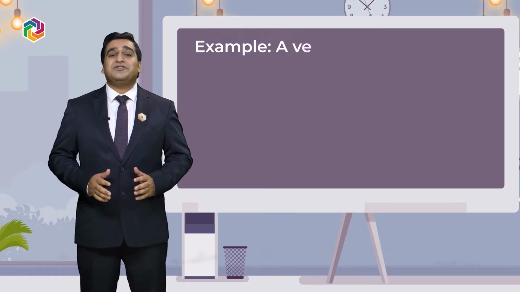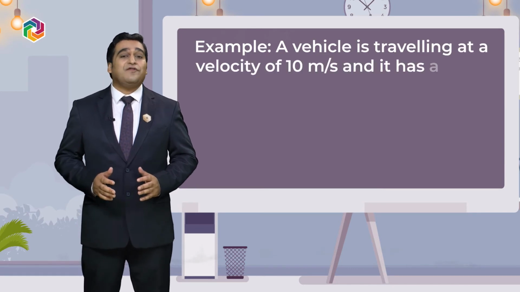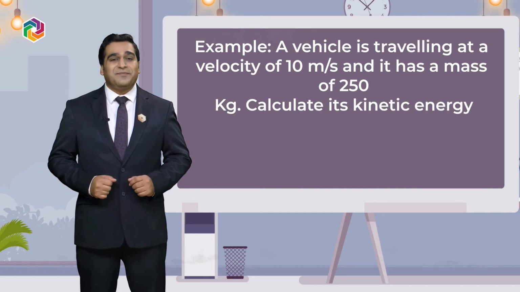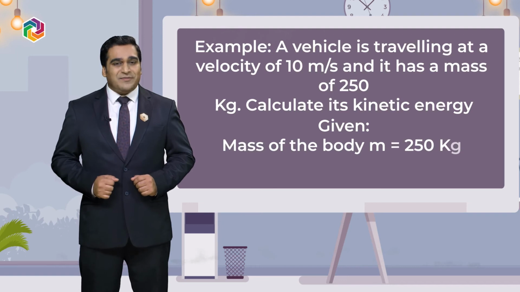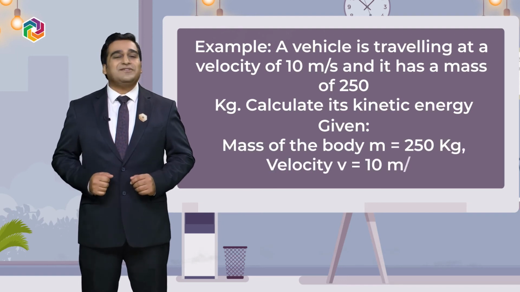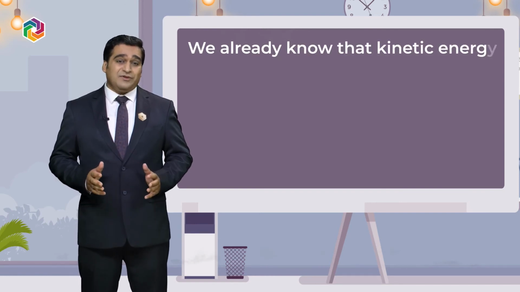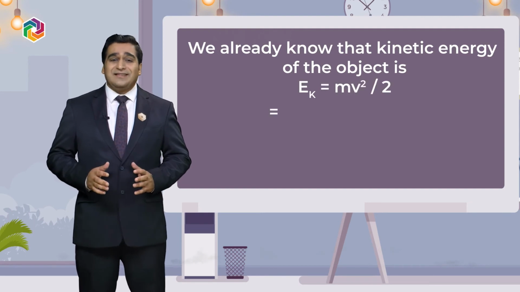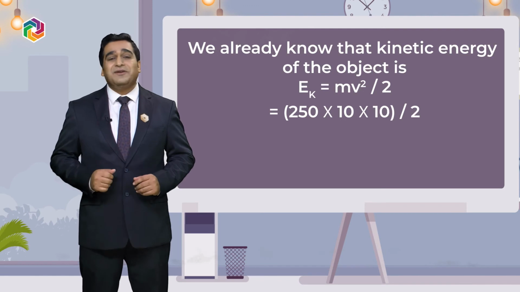A vehicle is traveling at a velocity of 10 meters per second and it has a mass of 250 kg. Calculate its kinetic energy. Mass of the body m is equal to 250 kg. Velocity v is equal to 10 meters per second. We already know that the kinetic energy of a body, Ek, is equal to mv square divided by 2. This is equal to 250 times 10 times 10 divided by 2.